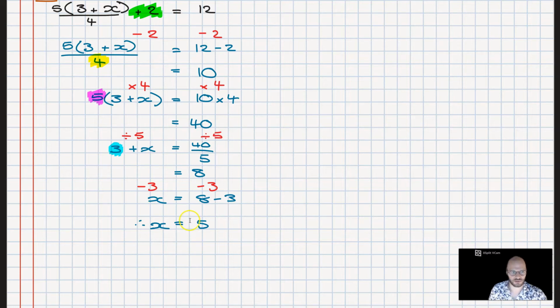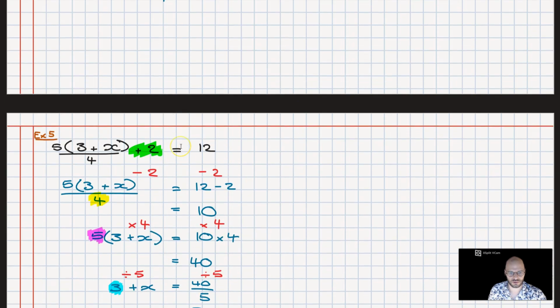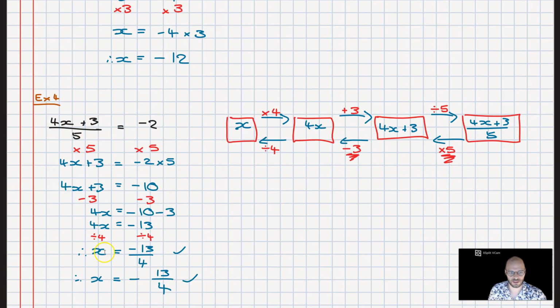So hopefully this final example here of example 5, it really illustrates why we go through the entire process of building these flowcharts as opposed to just doing the guess and check version. So this has been 2 examples of how we solve linear equations.